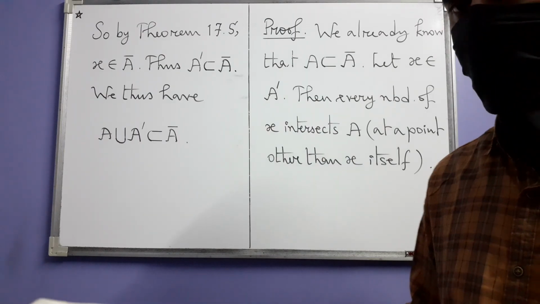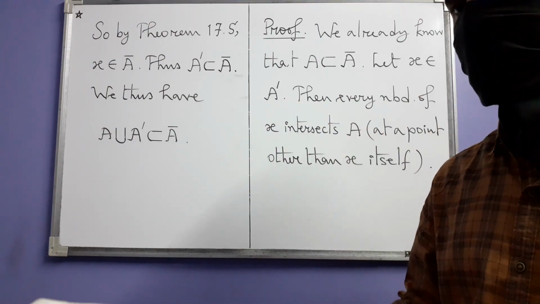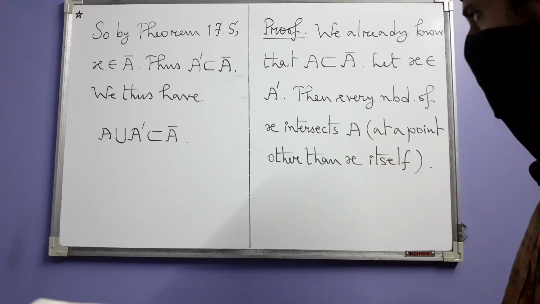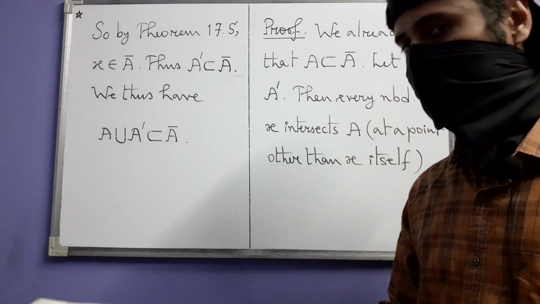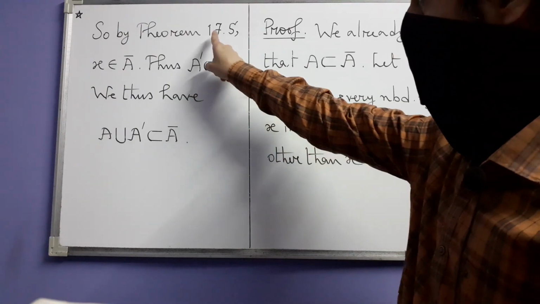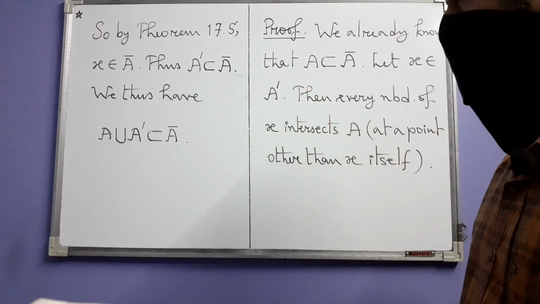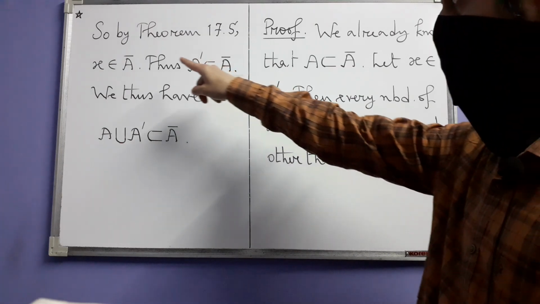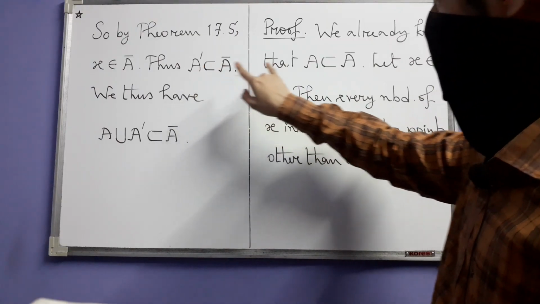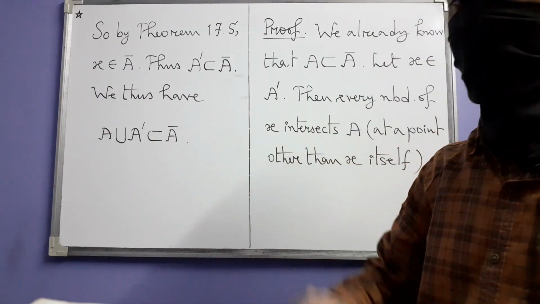Then by the definition of limit points, every neighborhood of X intersects A. It's a different matter that much more is true, it intersects A at a point other than X itself. But we now focus only on the fact that every neighborhood of X intersects A. And that is why by theorem 17.5, X belongs to the closure of A. And that's how any point in A prime is also in A closure. So we have this containment. Now you combine this containment and this containment, and from there you get the fact that A union A prime is contained in A closure.